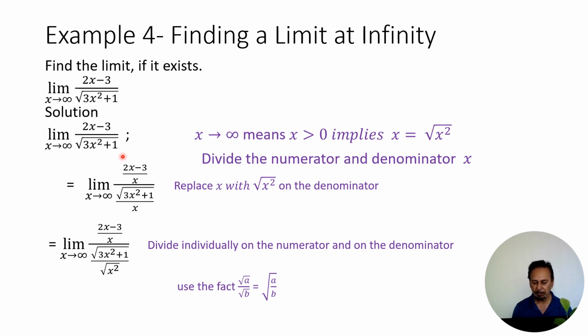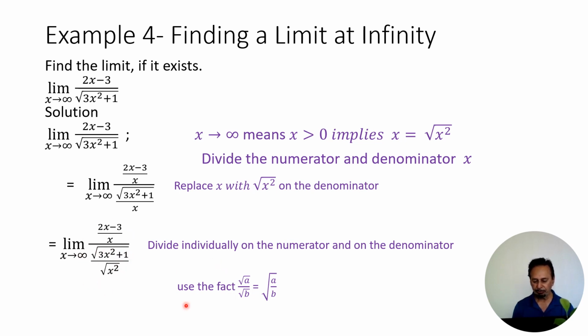Well, what is the highest power? Here we have a square root. If you ignore the 3 and the 1, you get the square root of x squared. Now since x approaches infinity and x is always greater than 0, we're going to use x as the square root of x squared. So we're going to divide the numerator by x, and also divide the denominator by x, but we're going to replace that x with the square root of x squared. So now we have 2x minus 3 over x, and square root of 3x squared plus 1 divided by the square root of x squared. Okay, so now we're going to simplify.